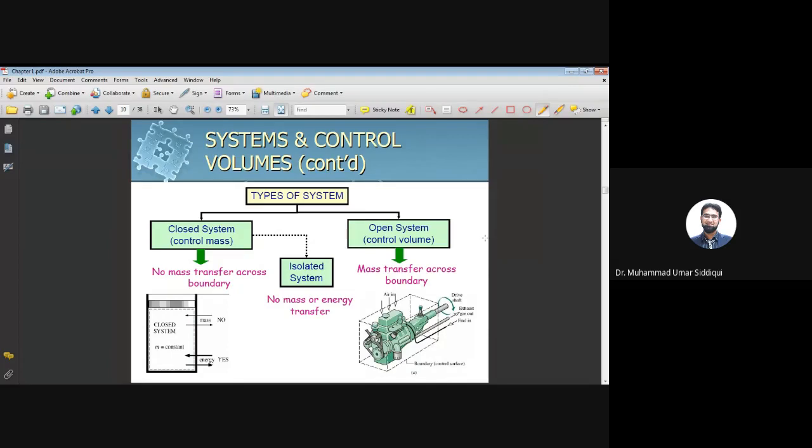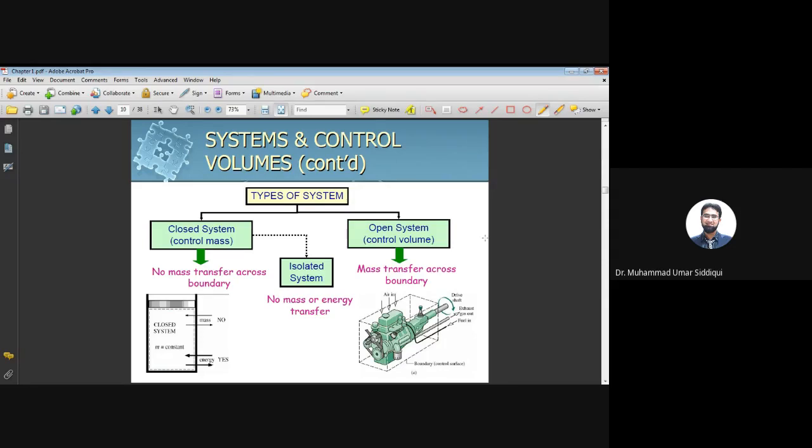Okay, so let's discuss the open system. An open system is a system where mass can transfer in and out of the system, but we do not put any limitation over energy. This is the main thing: for an open system, mass can go in and out. We do not say anything about energy in this case. Energy can go in and out, maybe energy does not go in and out. It doesn't matter. But an open system is a system where mass can go in and out.